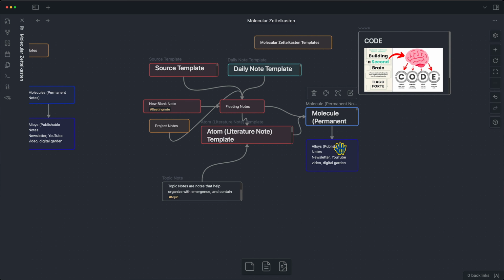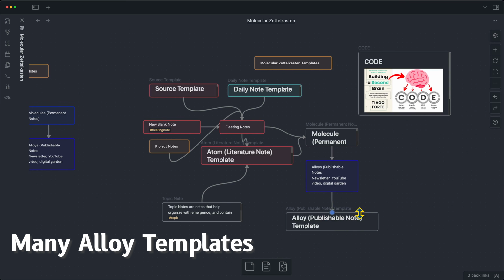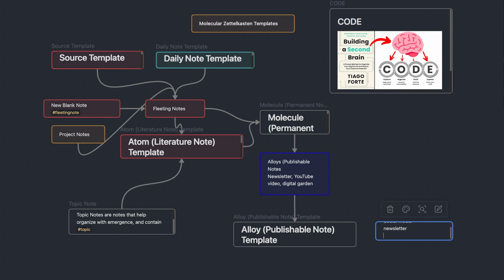And that's where we get into the final stage of the CODE method as it applies to my Molecular Zettelkasten, the alloys or publishable notes. The template for alloys or a publishable note is going to vary depending on its output use case. This could be for social media, newsletter, YouTube, emails, articles, blogs. The list is literally endless here.